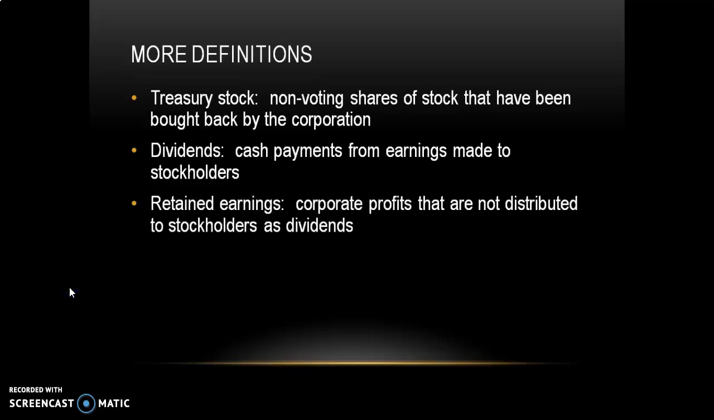And then finally, we have retained earnings. Retained earnings are corporate profits that are not distributed to stockholders in the form of dividends. So let's say a big corporation makes a profit of $1 billion. They may choose to take $500 million of that and pay out dividends to all of its stockholders. The remaining $500 million that was not paid out as dividends will be retained earnings.